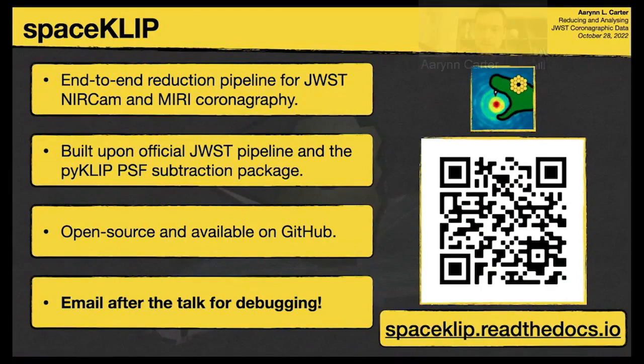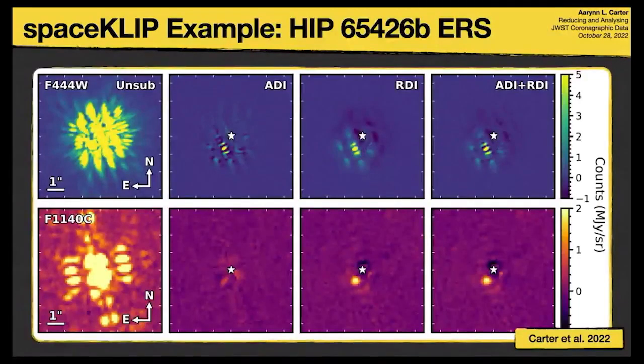Okay, so this is the stuff that spaceKLIP can do. As an example, for this ERS program we were a part of, to image HIP 65426 b, this exoplanet companion. And you can see here the picture of what I just showed a few slides ago, but for JWST. So on the left, we have the residual stellar light after it's passed through the coronagraph. And then on the right, we have what's happened after we've attempted to subtract away that residual stellar light to uncover the planet. And you can see the different techniques produce slightly different subtracted images that enable us to recover the planet to different degrees.